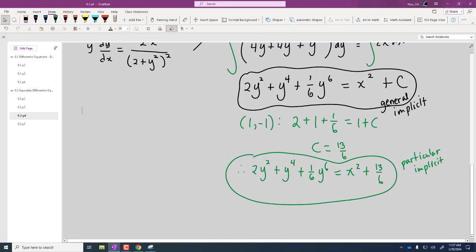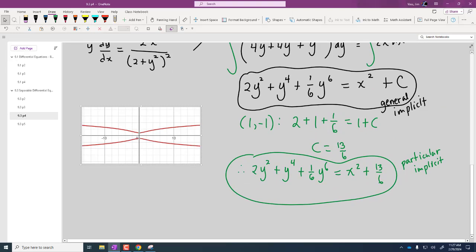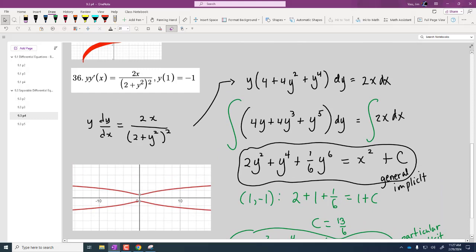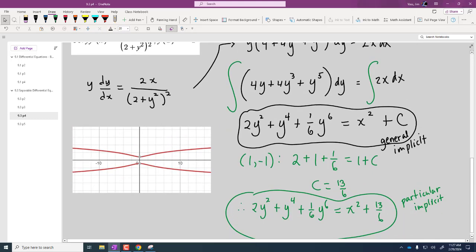X squared gives you vertical symmetry, and everything being y to an even power gives you horizontal symmetry. And what was our initial value? 1, negative 1? Which is on the bottom curve? It's on the bottom curve, so 1, negative 1. Here is our initial value somewhere, like right there.